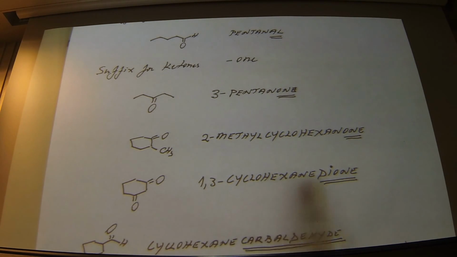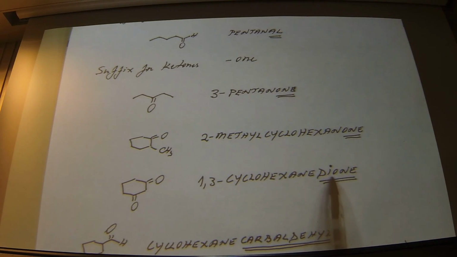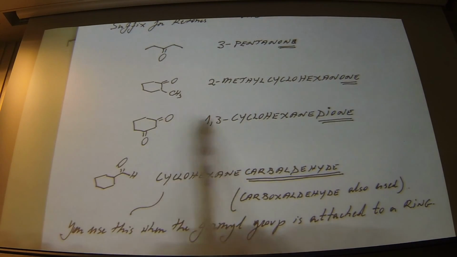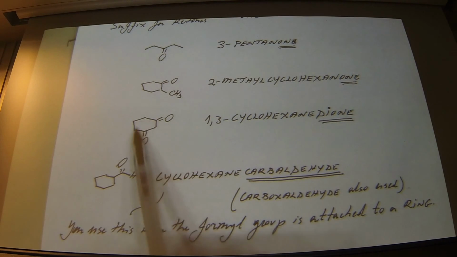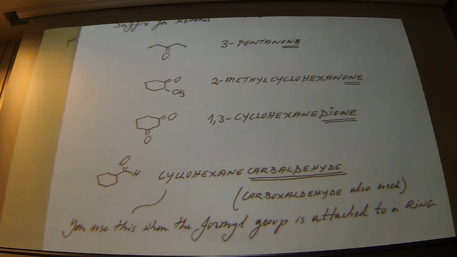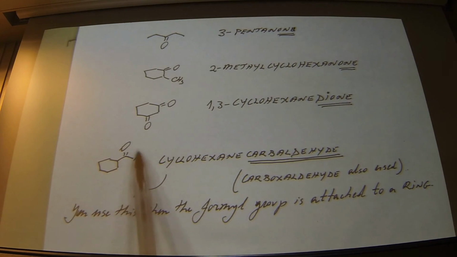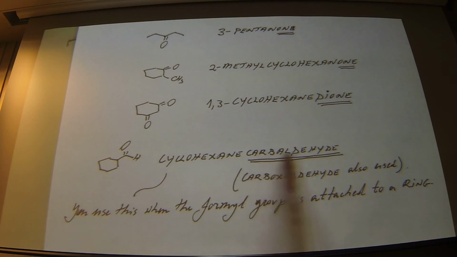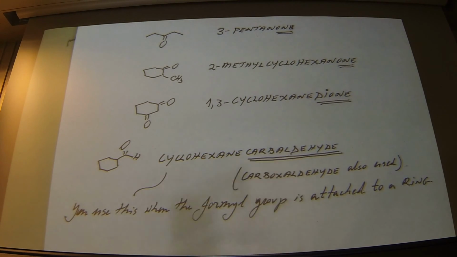If I have two ketones, then it's not -one, it's -dione. And if I had two aldehydes, it would be -dial. If I had three aldehydes, a -trial. So this would be 1,3-cyclohexanedione. There's also 1,4-cyclohexanedione. Now, if you have a ring and a substituent that's the aldehyde, then you can use carbaldehyde. So this would be cyclohexanecarbaldehyde. Very often you'll see this as carboxaldehyde. Carbaldehyde is preferred, but carboxaldehyde is what everyone uses. Okay, we'll pick up on Monday.